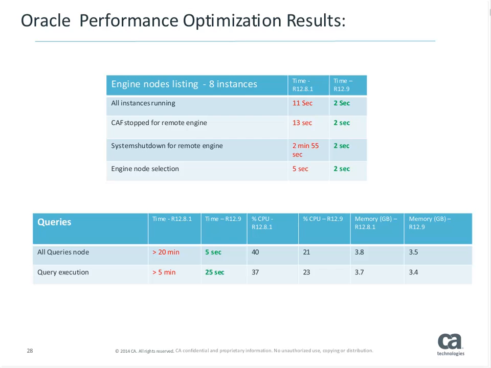Looking at some more performance results, to list the engine node went from 11 seconds to 2 seconds. CAF stop for remote engines went from 13 seconds to 2 seconds. System shutdown went from 2 minutes to 2 seconds. Engine node selection went from 5 seconds to 2 seconds. So again, big changes in performance.